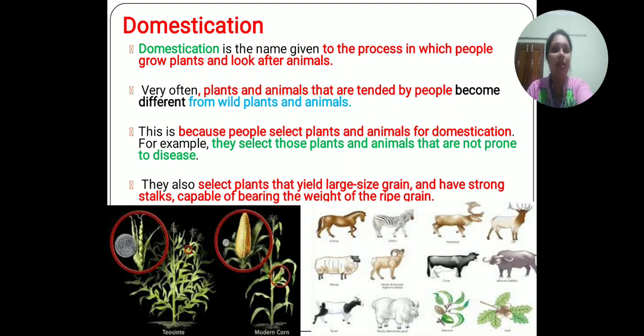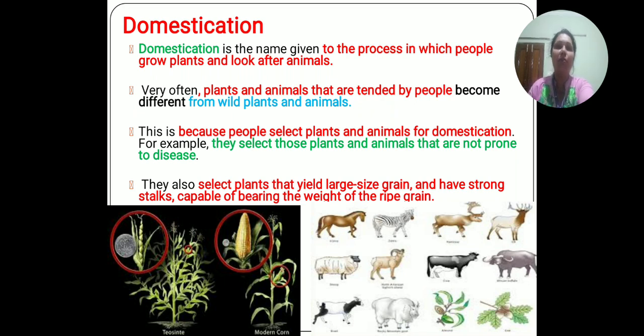Very often plants and animals that are tended by people become different from wild plants and animals. So when we are domesticating the animals, they look very different as compared to the wild animals and plants. This is because people select plants and animals for domestication. For example, they select those plants and animals that are not prone to diseases.